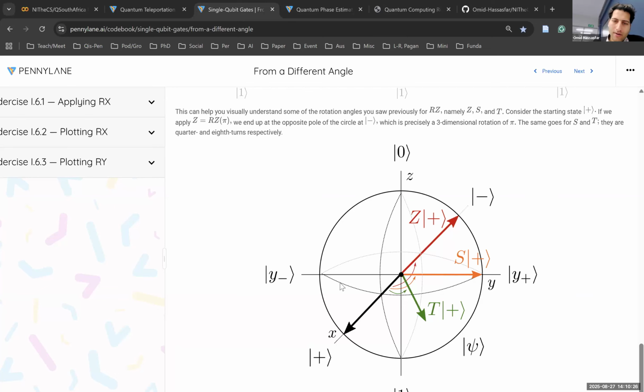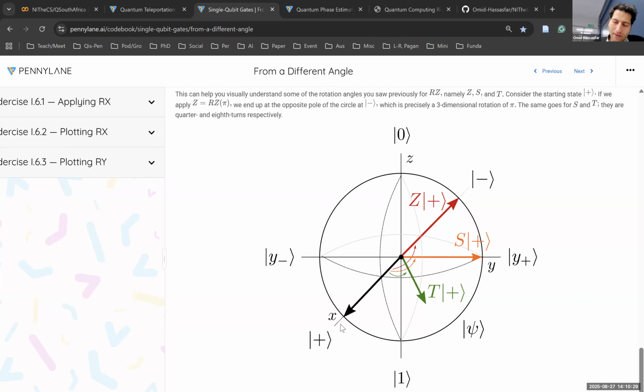So here is your state, the black arrow, and if you apply a rotation of 180 degrees around the z-axis, your state is now on the minus side. So this is the application, for example. It's again a nice visual representation. But these T and S, which I showed you in the first session in the table, are also common single qubit gates in quantum computing.